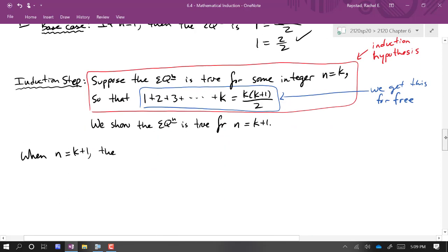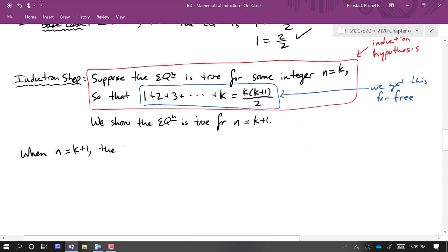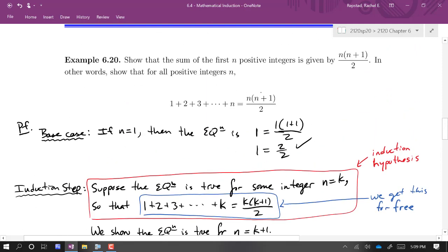So when n is equal to k plus 1, the left-hand side looks like this. And now, if n is k plus 1, I don't stop at k, I'm going to add the next term, k plus 1. What I cannot do is say that this is just equal to what we get on the right-hand side when n is k plus 1 here. I need to show that it's equal to that. But a lot of the time, what I'll do is a little bit of side work, just so I know what I'm looking for.